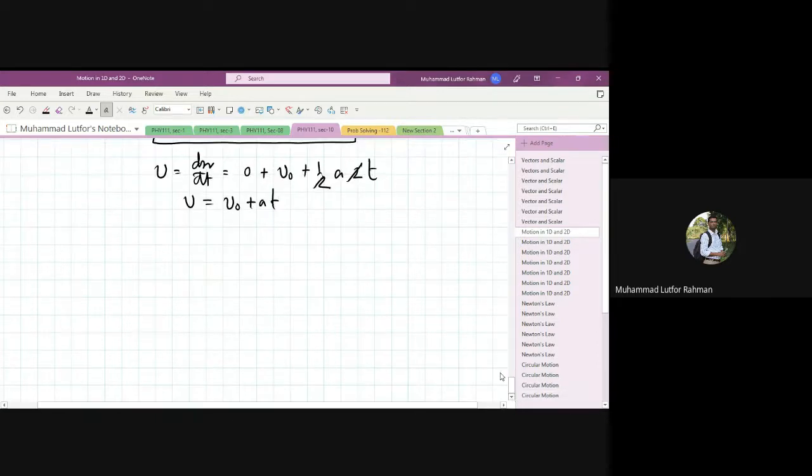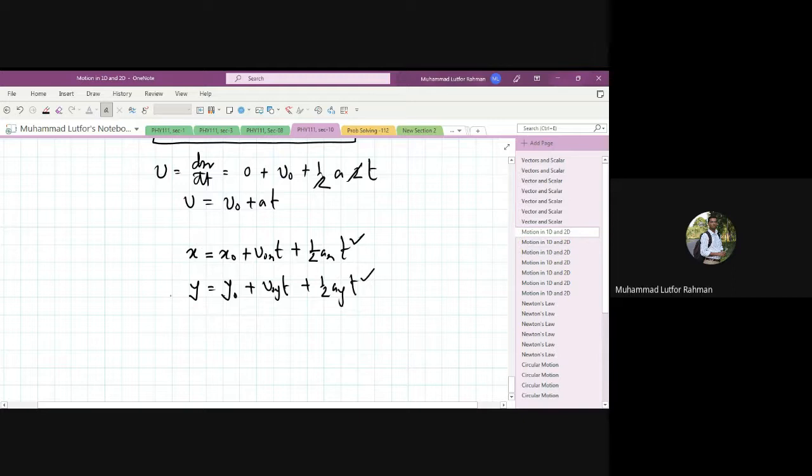I'm going to use this equation for any type of motion, whether it's 1D or 2D. Projectile motion is actually two-dimensional motion under the influence of gravity. So in the case of two-dimensional motion, I will represent this equation. x would be x naught plus v naught x into t plus half of ax t square. v naught x is actually the initial velocity in the x direction, and for the y direction we will write down y equals y naught plus v naught y t plus half of ay t square. That would be the case for projectile motion.